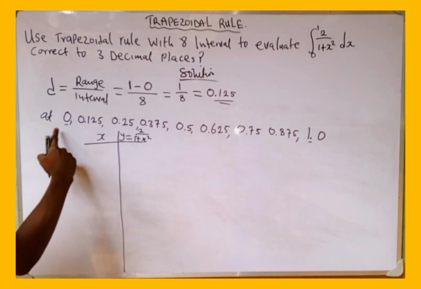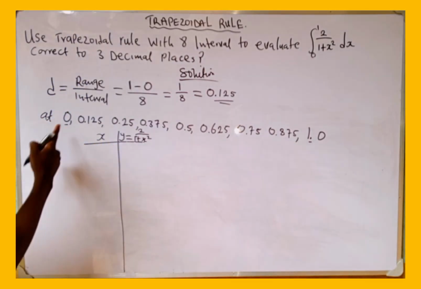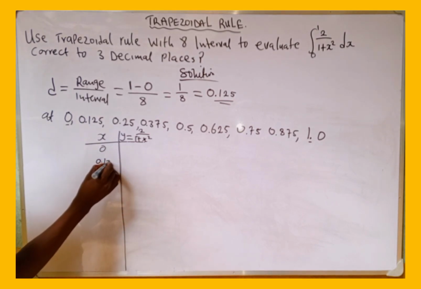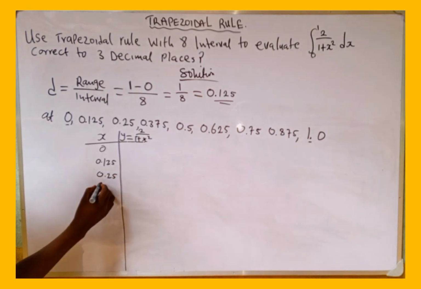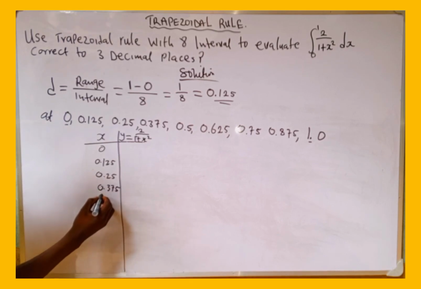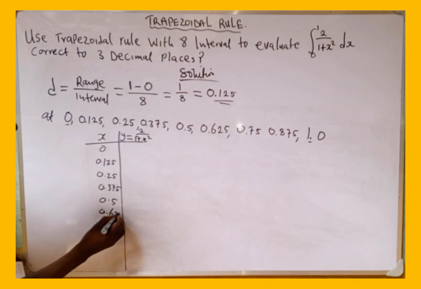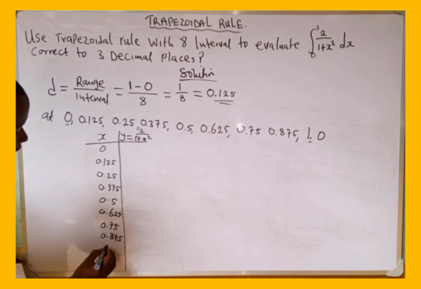So we are going to write all the points from 0 to 1 under the column for x. The first one is 0, then followed by 0.125, followed by 0.25, followed by 0.375, then 0.5, then followed by 0.625, then followed by 0.75, then followed by 0.875, and the last one is 1.0.